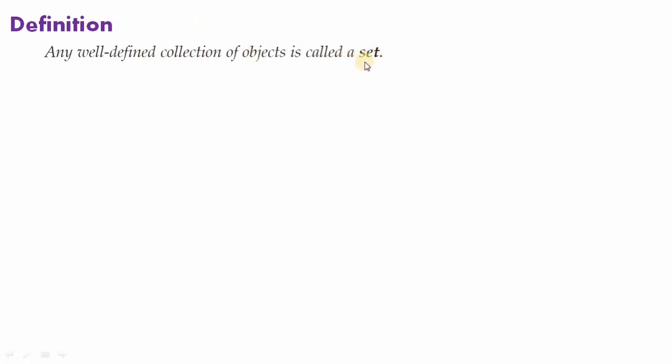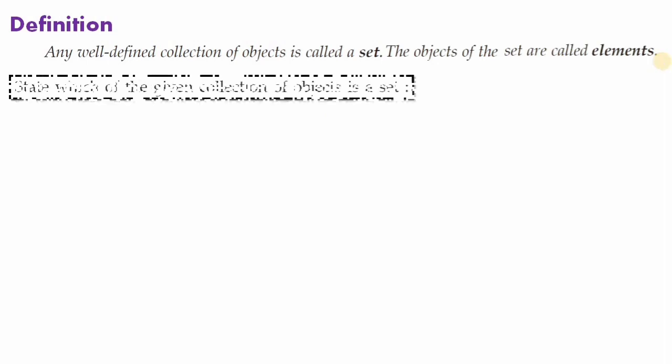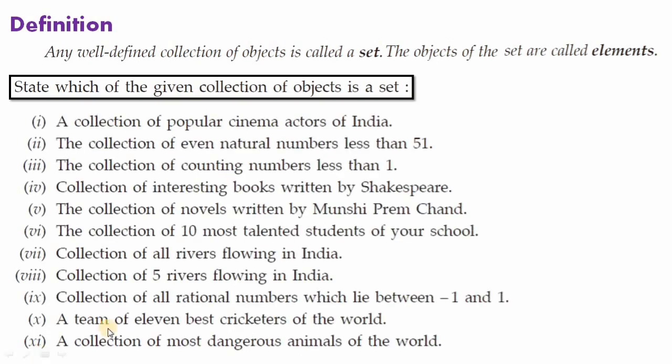Let's see some examples in order to understand this definition. The objects of the set are also called elements. You need to remember this. So, state which of the following given collections of objects is a set. I have written some collections here. Let's see whether these 11 collections are well-defined collections or not. If they are well-defined, then it is considered to be a set.